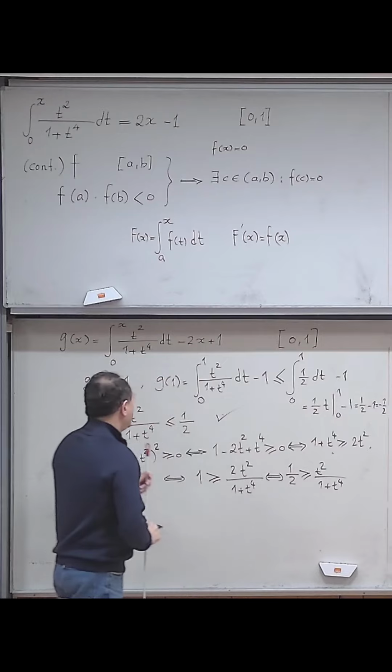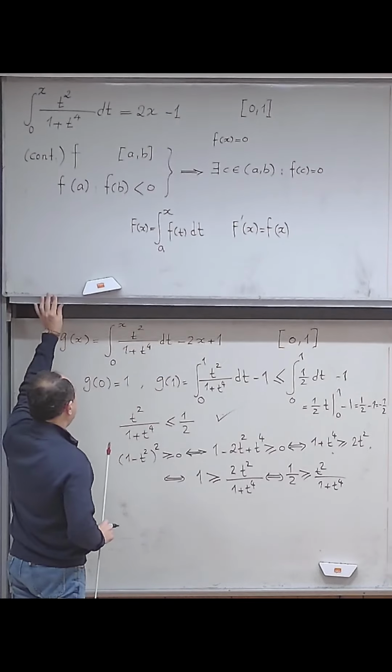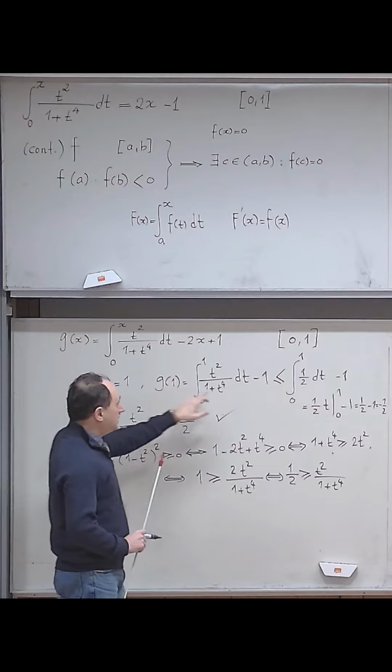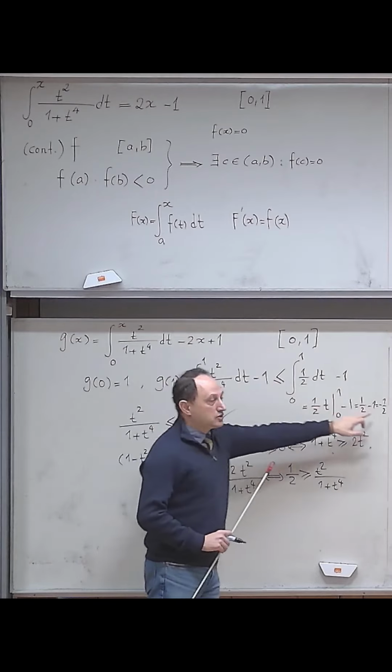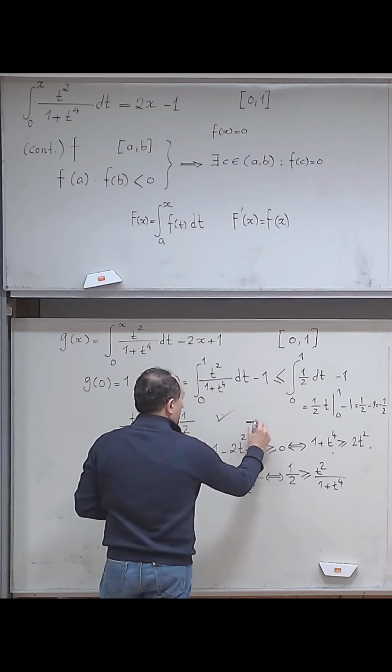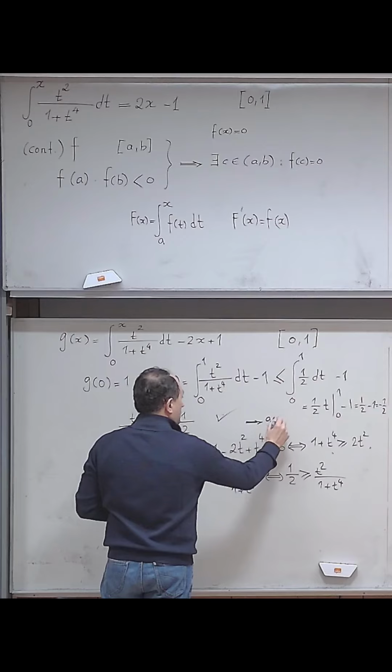So now you see that if I define g in this form, g of 0 is 1, and g of 1 is less than minus 1/2. So the conclusion is that whatever g of 0 is, g of 1 is negative.